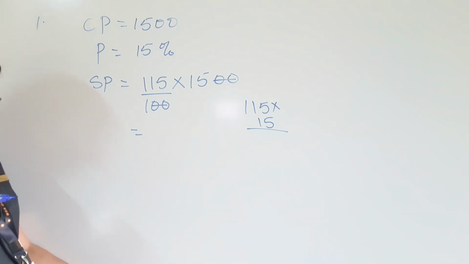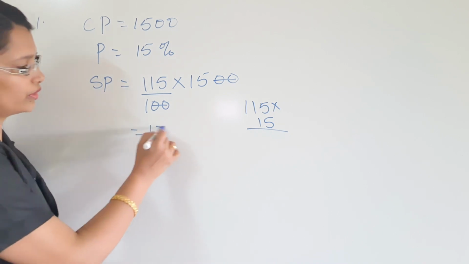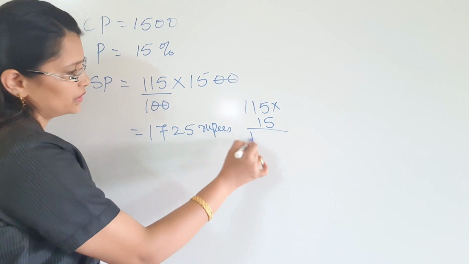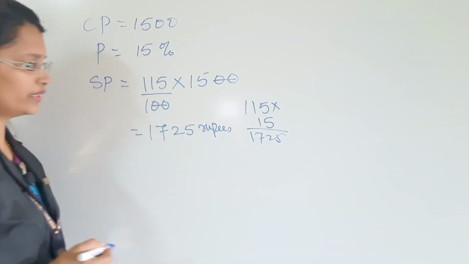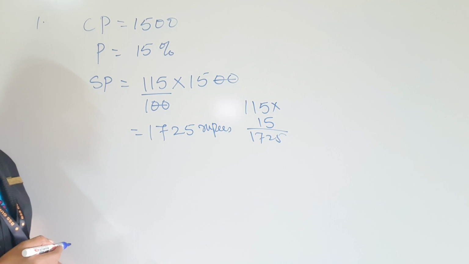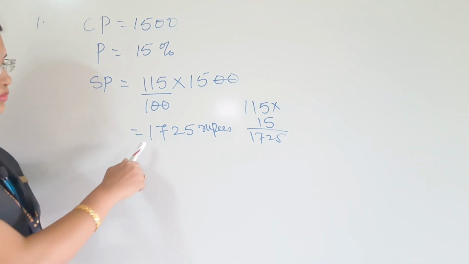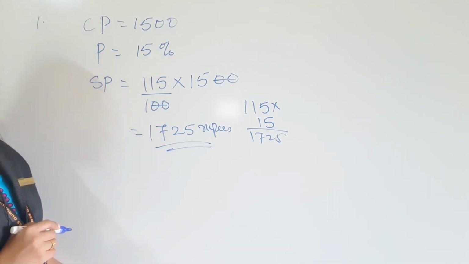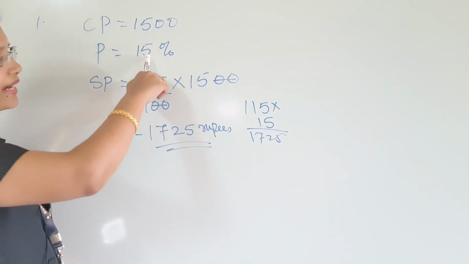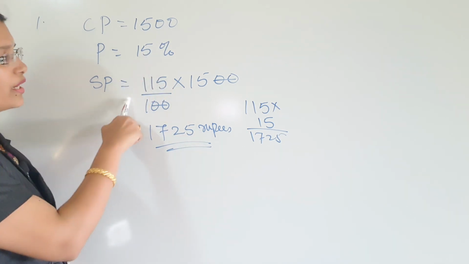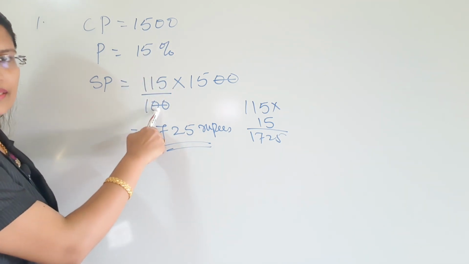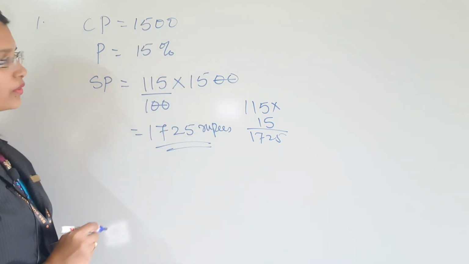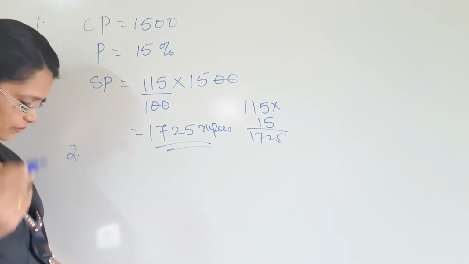you find out this 115 into 15 is equal to how much? 1725. 1725 rupees. 1725 you will get. Okay, 1725 rupees. Okay, so just add 100 to this 15. So 115 divided by 100 into 1500.